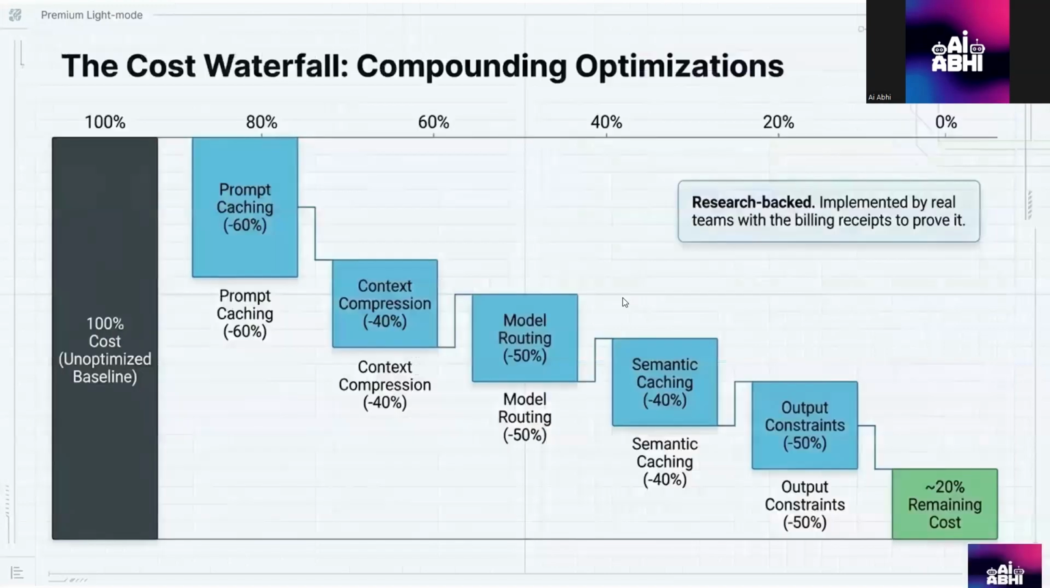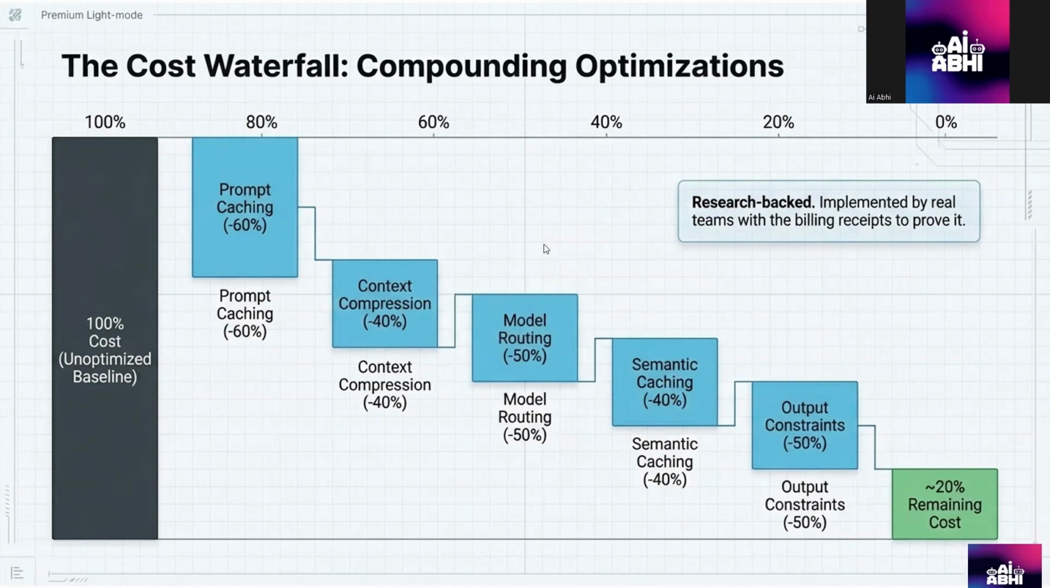So let's move on to the next slide. As you can see, a customer service response that has 500 tokens can often be 100 tokens with the explicit constraint, same information, better formatted, 80% cheaper on the output size. So here we have done prompt caching, then context compression, then model routing, then semantic caching also if needed, and then output constraints.